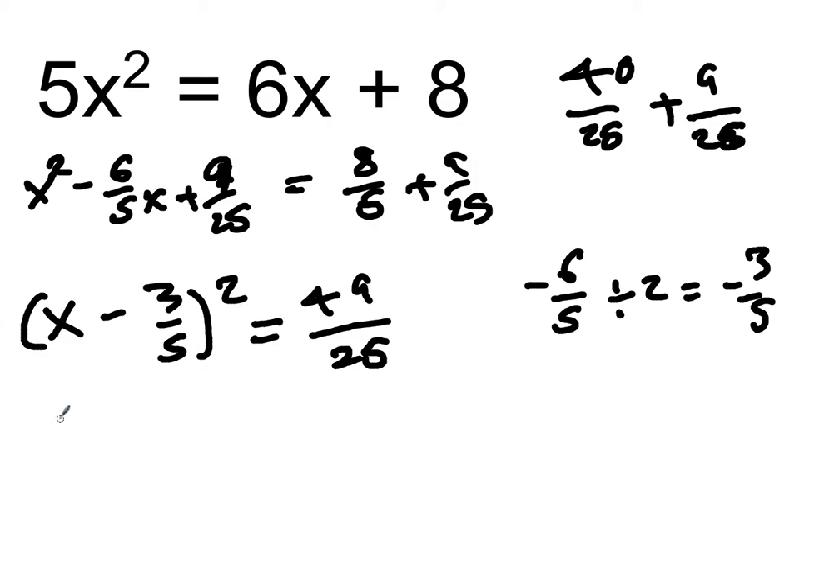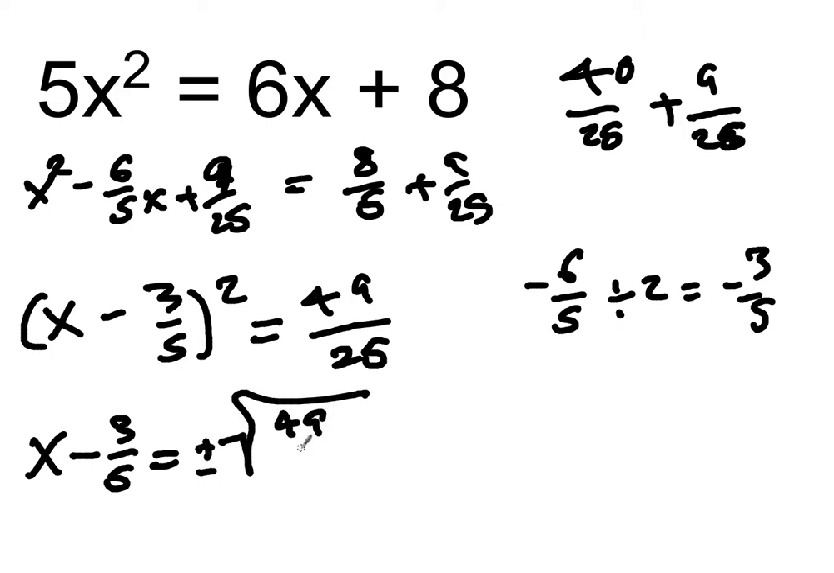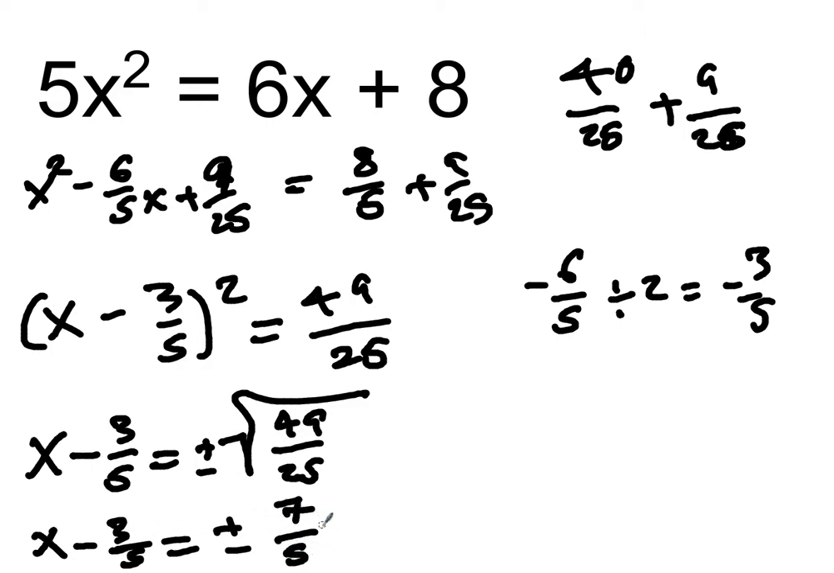Let's take the square root of both sides, and we get x minus 3/5 is equal to plus or minus the square root of 49 over 25. Well, this is fortunate because 49 and 25 are both perfect squares. So x minus 3/5 is equal to plus or minus square root of 49 is 7, square root of 25 is 5. So it's equal to plus or minus 7 over 5. Let's add 3/5 to both sides, and our answer is x equals 3/5 plus or minus 7/5.